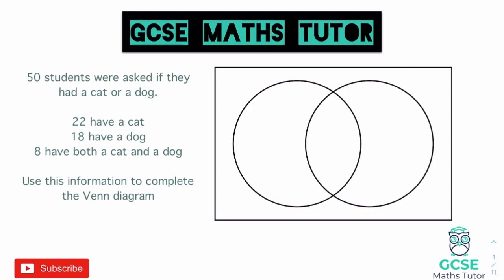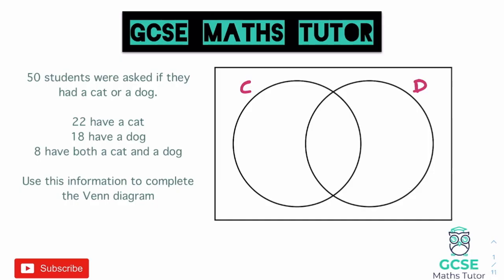Now this question mentions cat first, so I'm going to put the left one as the one that's mentioned first. So I'm going to put cat here and I'm going to put dog over there. Again, it doesn't matter what order you put it in, just make sure that it's clearly labelled.